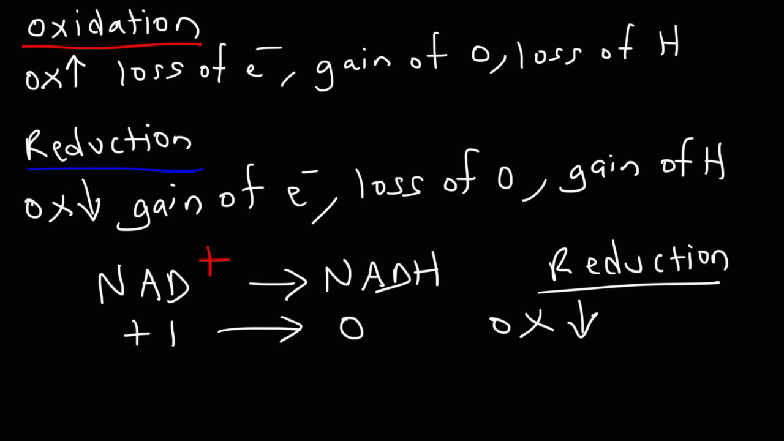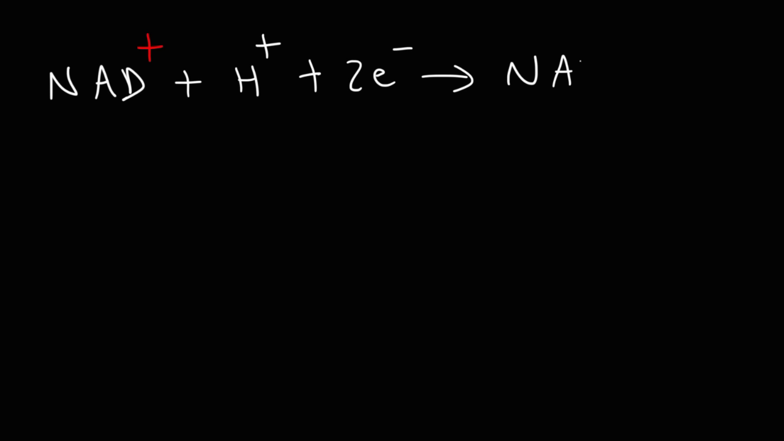The second way is to look at the fact that we have a gain of hydrogen. NAD+ has hydrogen atoms, but when we compare it to NADH, we could see that it gained one hydrogen atom. And so we could say that it's reduced. Here's the entire reaction. Here we have NAD+. It reacts with a hydrogen ion, and it accepts two electrons in order to convert to NADH. So here we have a third way to determine that it's reduction, the fact that it's gaining electrons. Whenever you see electrons on the left side of a chemical reaction, it's reduction. If the electrons are on the right side of the chemical reaction, it's oxidation.